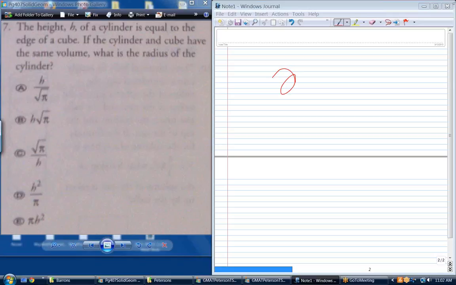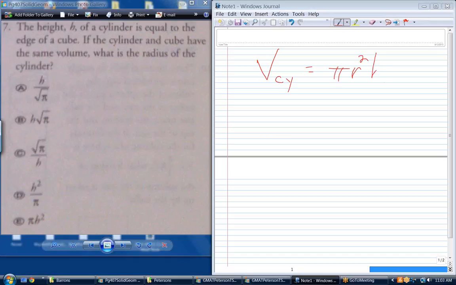If the cylinder and the cube have the same volume, what is the radius of the cylinder? Okay, well, the volume of the cylinder is pi r squared times the height. And the volume of a cube is length times width times height, or side length cubed.